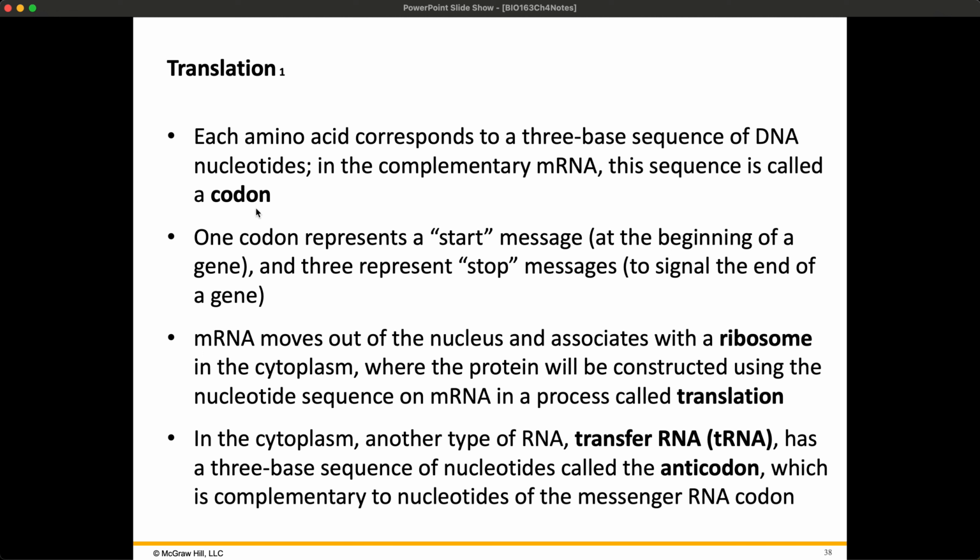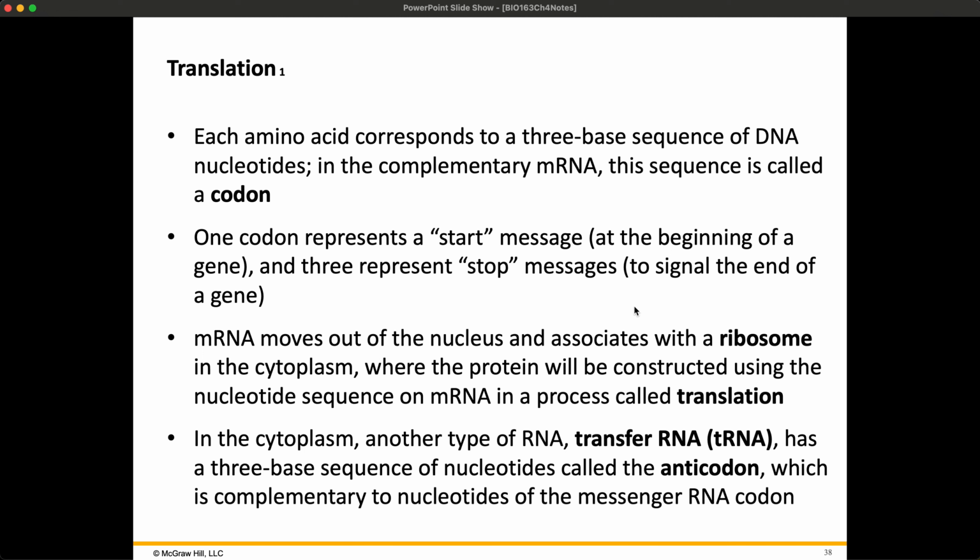So we have one codon that represents the start message at the beginning of the gene, and 3 different stop messages. A codon will only have one of these 3, but we'll see that there are 3 different combinations of base nucleotides that mean stop, whereas there's only the one start, AUG. And hopefully when I say AUG, you are understanding, oh yeah, adenine, uracil, guanine.